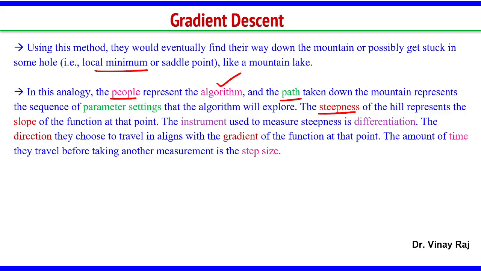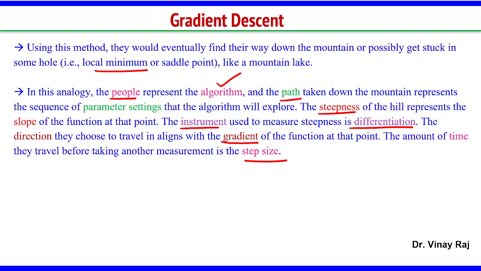So when you are using the stick and looking at how steep the hill is from there, that is your slope. The instrument which you are using for measuring is your differentiation. The stick is the differentiation. The direction which you are choosing is aligned with the gradient of the function. Whichever direction you move towards depends on the gradient. The distance they travel before taking another measurement is the step size.